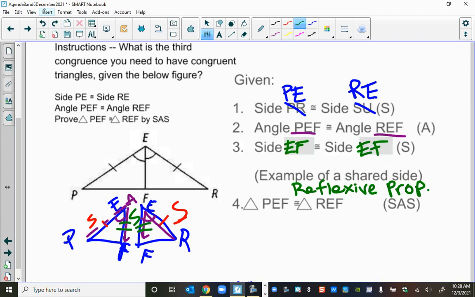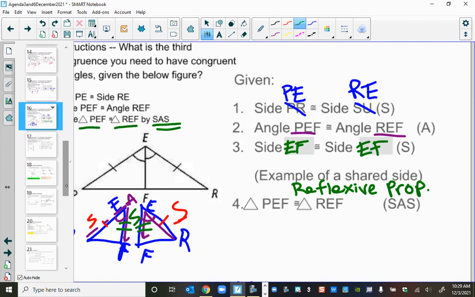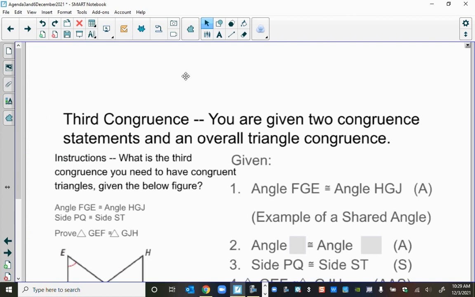Okay, questions though. Again, the key: look at your triangle congruent statement and look how you have to prove it. That's what they're going to tell you to do. I think we have one more of these, and then we're definitely going to talk about a new activity. All right, this is the last one.